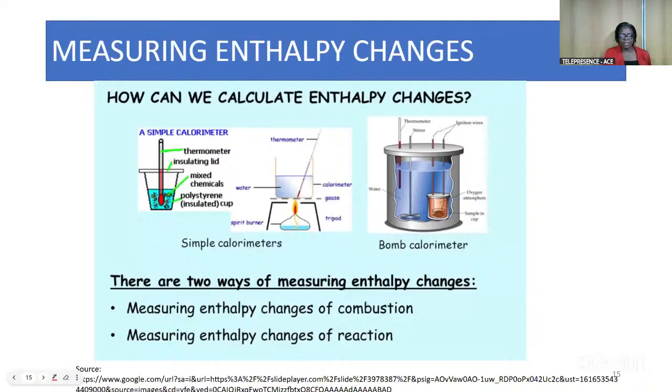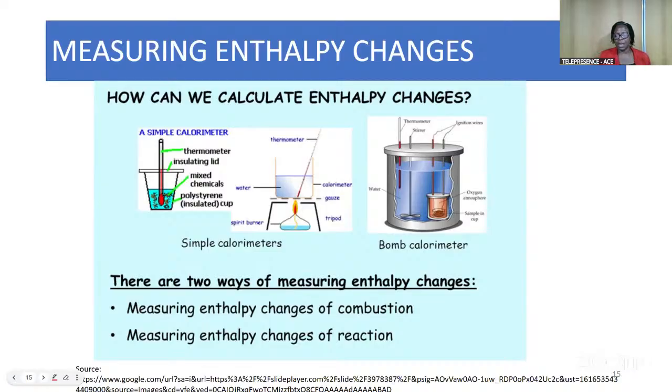So how exactly do we measure enthalpy changes? We've been talking about enthalpy changes for change of states and for reactions. How do we measure it? There are two ways to go about this. Generally, what we use is called a calorimeter. You can have a simple calorimeter like the example that I gave here, and you can have a bomb calorimeter.